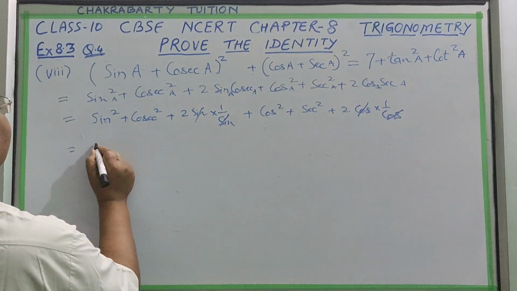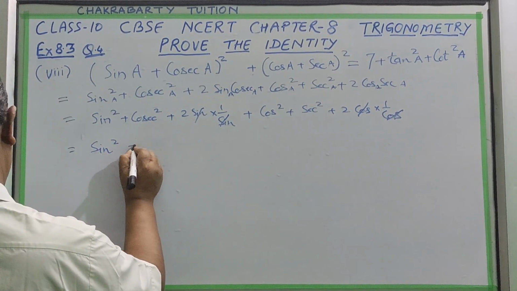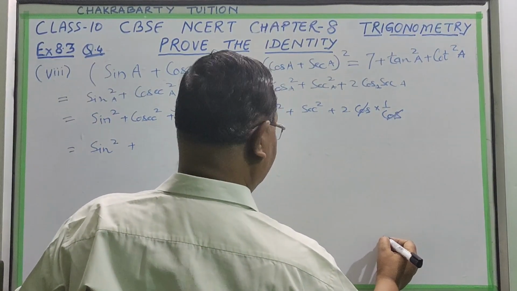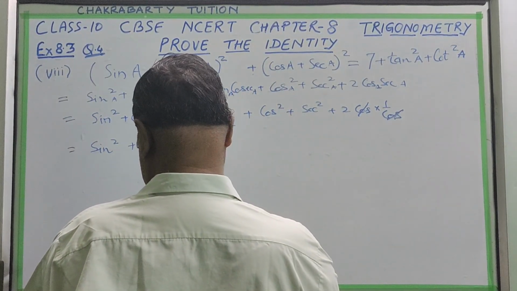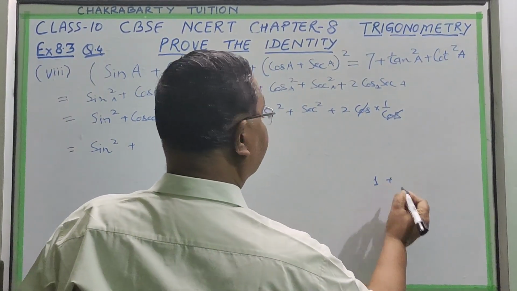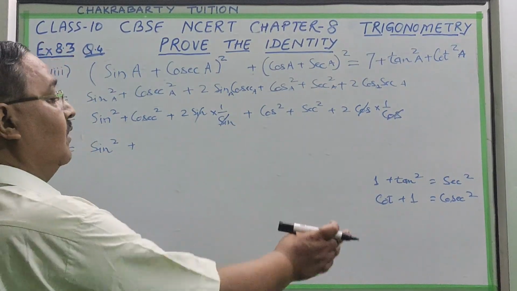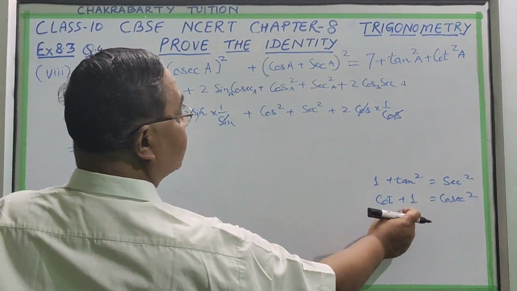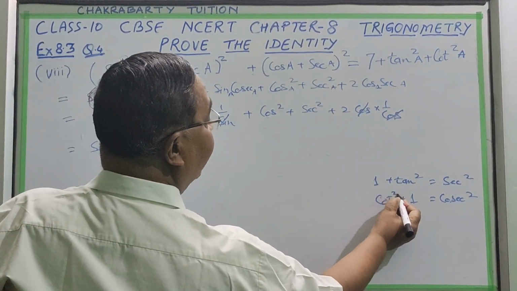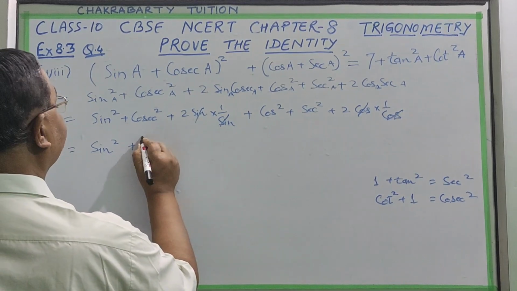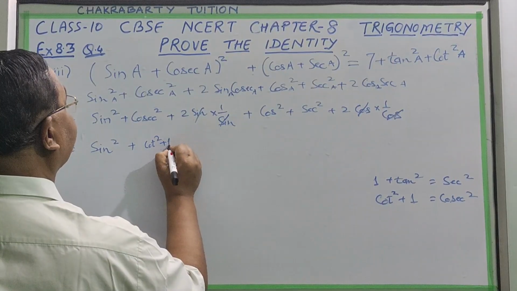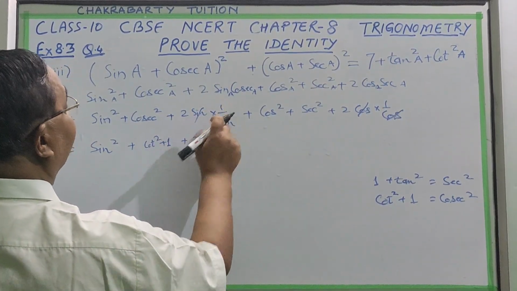So now, cosec square. We have identities where cosec is coming. So we have this identity with us. In place of cosec square, we can write cot square plus 1. Cot square plus 1 we can write, plus 2 into 1 it will become 2.